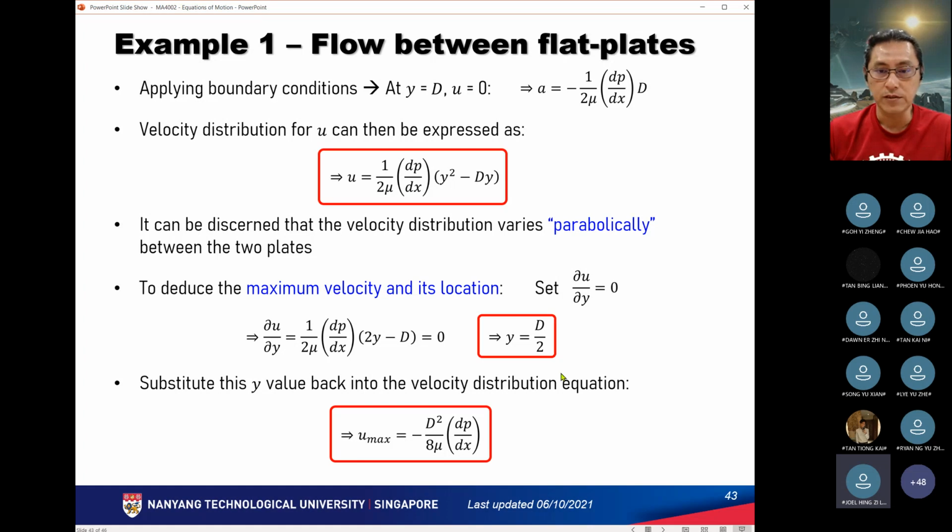If you do that, you set it to 0, and the location of maximum velocity is y equals d over 2, which is not surprising, as we said. It's supposed to happen at the center line if the velocity profile is a parabola. That makes sense. Then we can substitute y equals d over 2 into here to find out u max. And u max can be described by this expression. All right, and that's all to it.